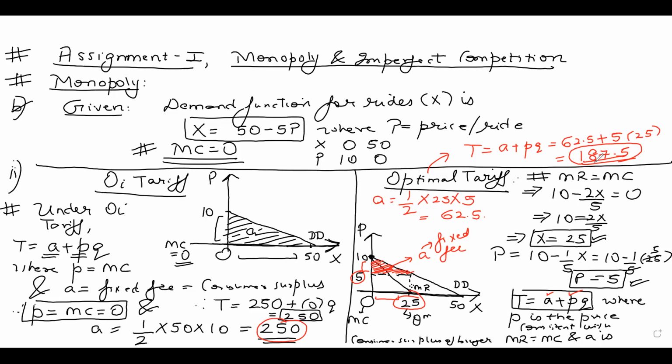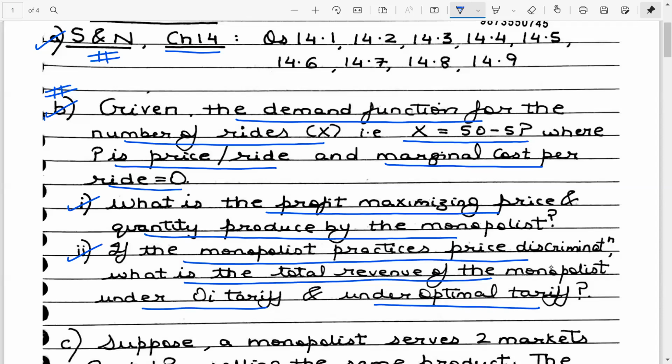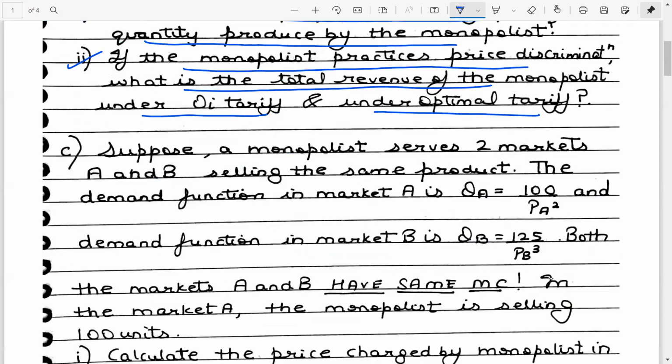So hoping all students have understood question B part 2. So we are done with question B. Let's quickly look at question C, and that is the last question I will be looking at in this particular lecture for discussion.